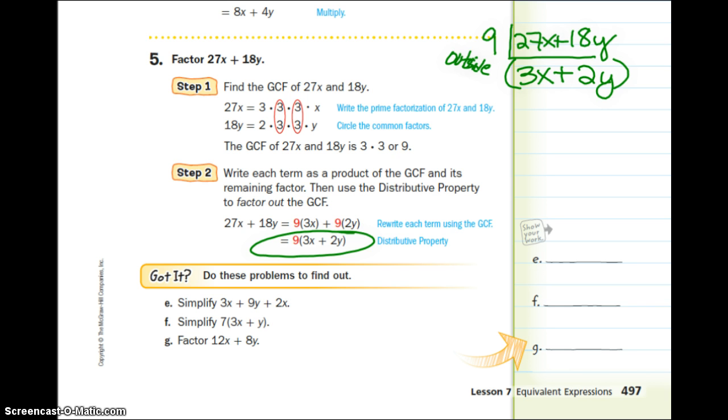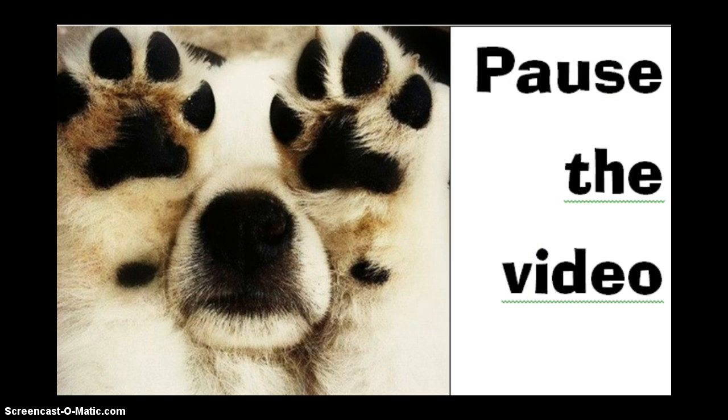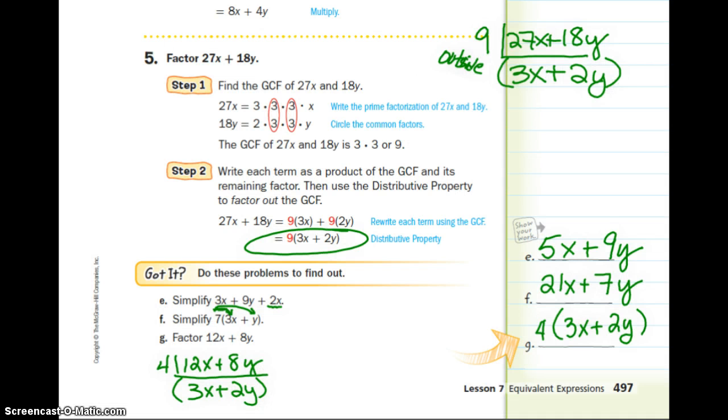So now it's your turn to do E, F, and G. Again, number E, you're combining like terms. In number F, you're doing the distributive property. And number G, you're going to do the upside down division tree. Good luck. Pause the video. Did you get what I got?